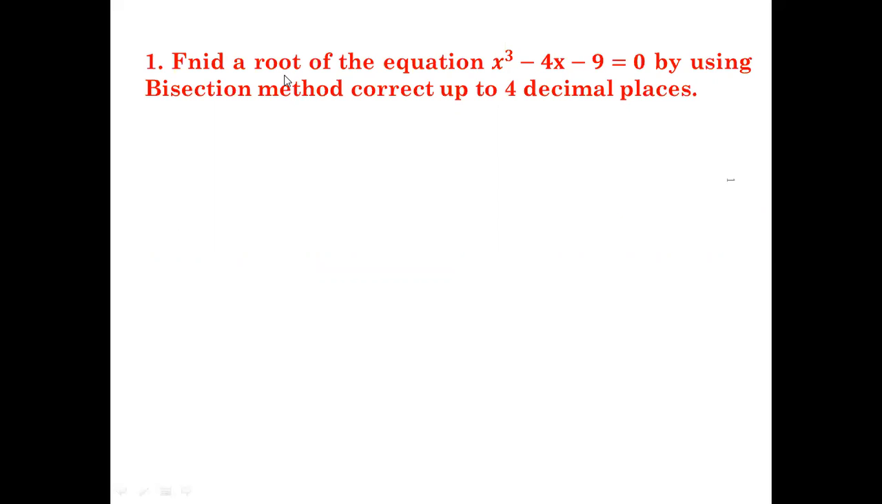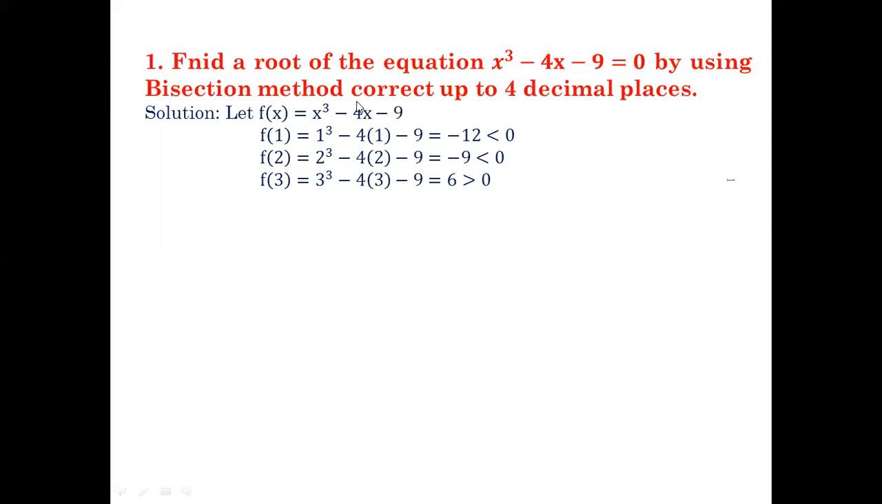The first example: find a root of the equation x cube minus 4x minus 9 equal to 0 by using the bisection method correct up to 4 decimal places. 4 decimal places means after the point we get 4 digits that are the same between the consecutive two numbers. Up to that we can find.